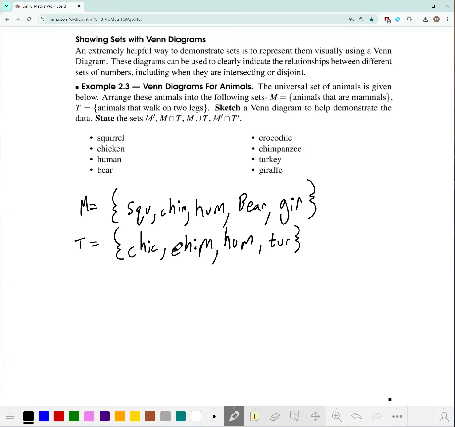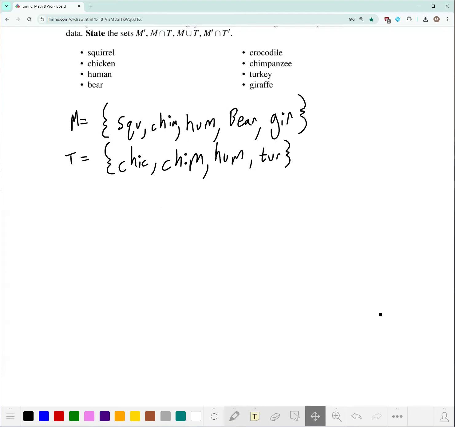All right, there you go. So we're going to say that chimps, for the purpose of this example, are bipedal and they don't use their knuckles to walk around like monkeys, which they are. Okay, so now let's make a Venn diagram.